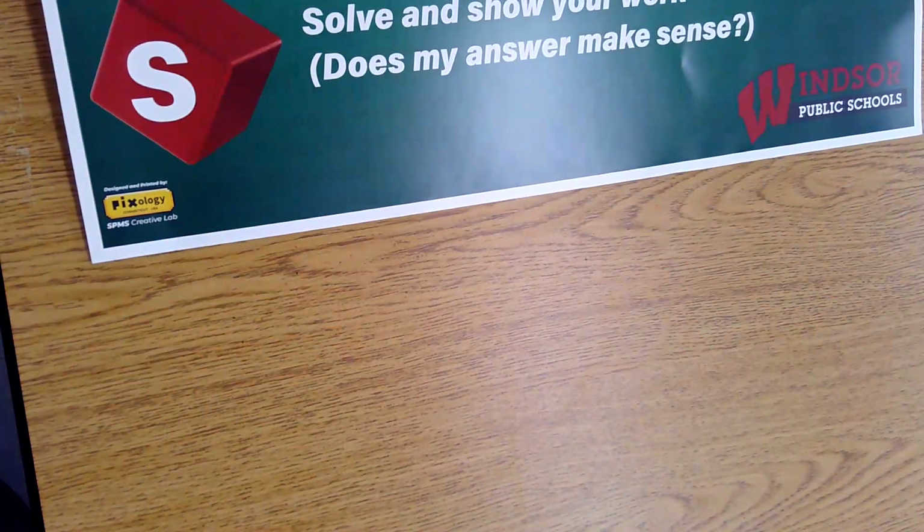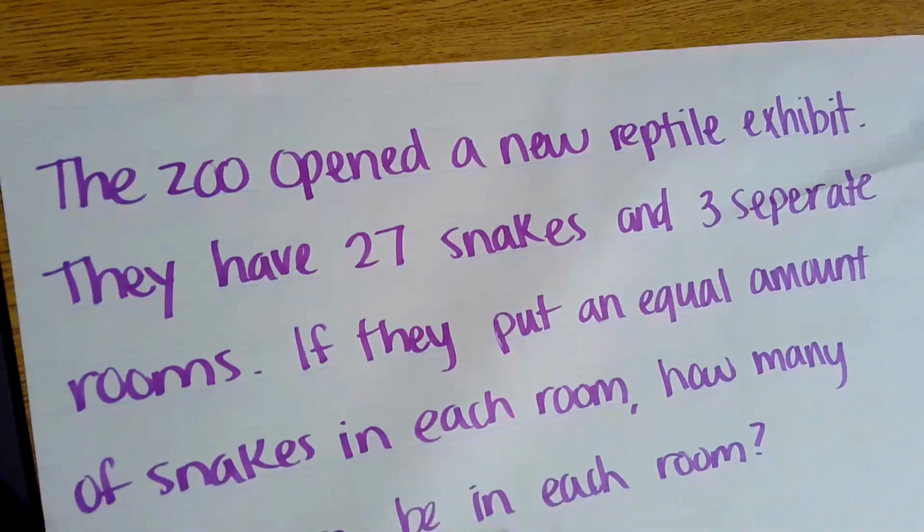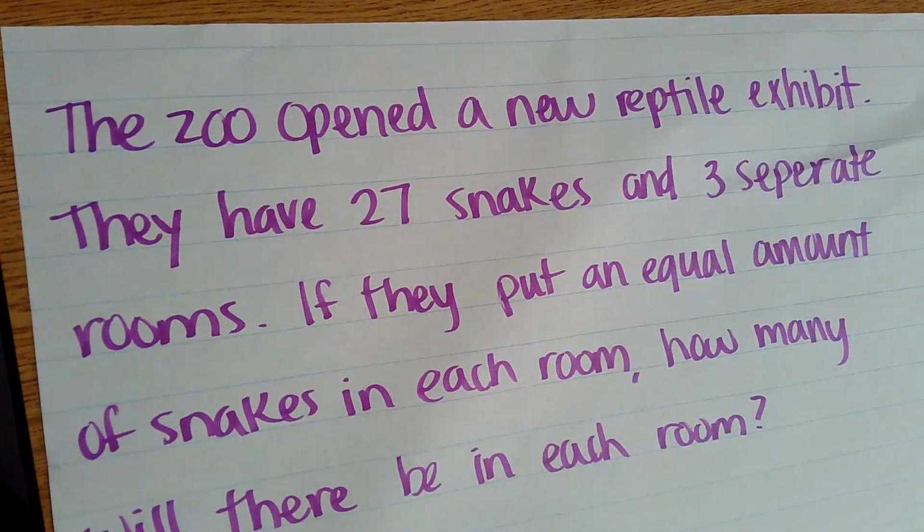We're going to do a 1-step word problem and then a 2-step word problem. For our 1-step word problem, it says, the zoo opened a new reptile exhibit. They have 27 snakes and 3 separate rooms. If they put an equal amount of snakes in each room, how many will there be in each room?